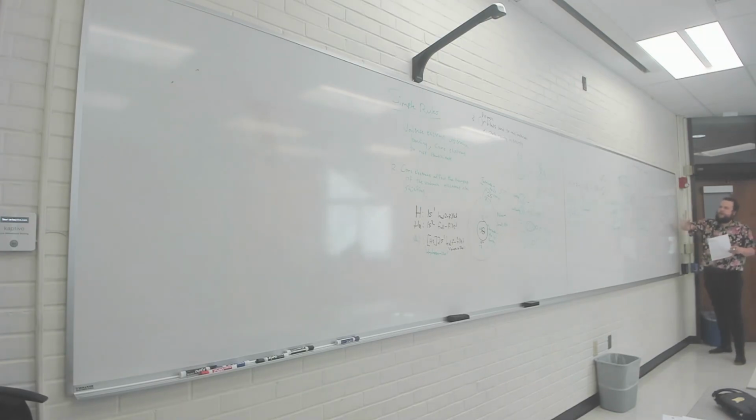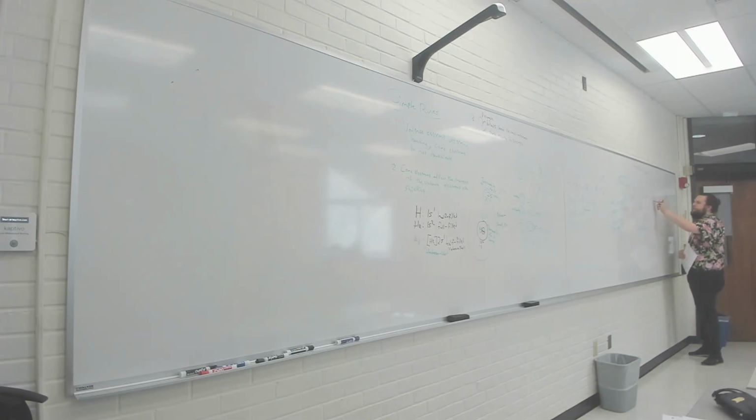And now we can fill with electrons. Okay, so how many electrons do we have left? 1, 2, 3, 4, 5. And then we have 1, 2, 3, 4, 5. So we have 10 electrons to fill in the valence shell. 1, 2, 3, 4, 5, 6, 7, 8, 9, 10.